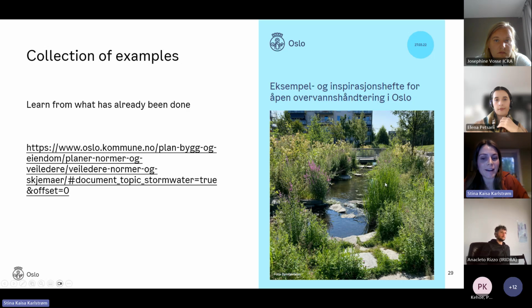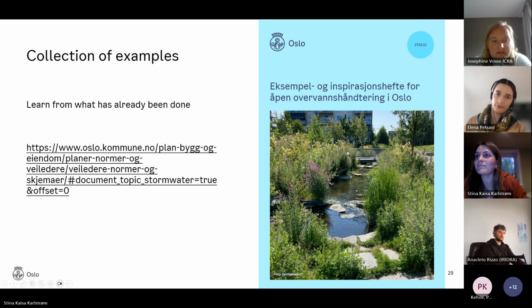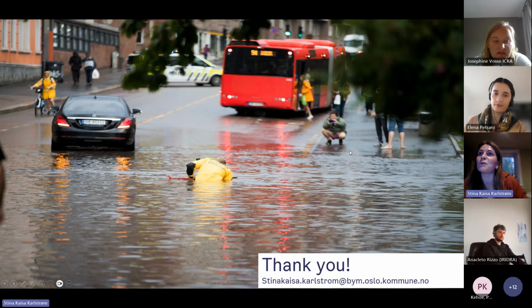That was all that I had, and we have made a collection of examples which is available online. Unfortunately, it's all in Norwegian, but you can still look at the pictures. And it's also been upgraded during the summer with a lot more examples, but the new version is not online yet. So hopefully it will be soon and on the same link. And hopefully we will someday make it also in English. But there is a link here for anyone interested. And thank you for having me.